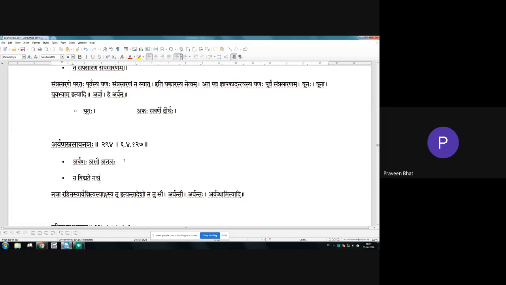Na vidyate nanj yasya, that is ananyaha, ananj, and then tasya ananyaha. This is shashti here. The last pada, arvana, is also shashti ekavachana. So ananyaha arvanaha: arvan shabda which does not have a nanj. Only then, what we'll see in the Sutra Patha 6.4.127.